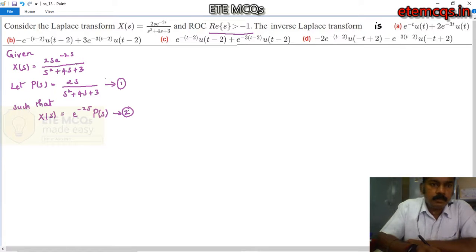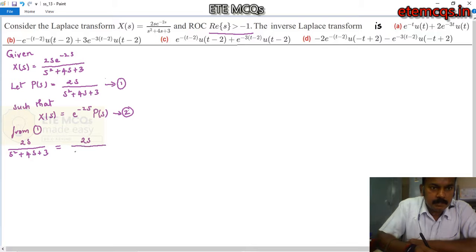So from 1, based on the method of partial fraction, let us try to express this in terms of factors. 2s divided by s squared plus 4s plus 3 can be written in terms of factors as 2s divided by (s plus 3) into (s plus 1).